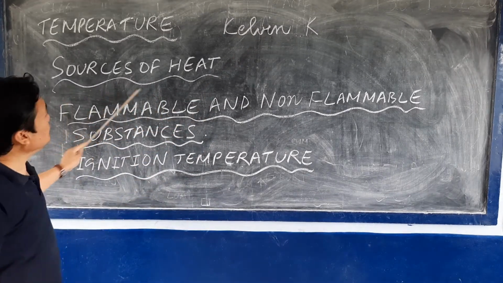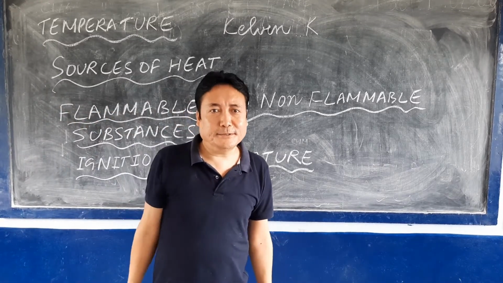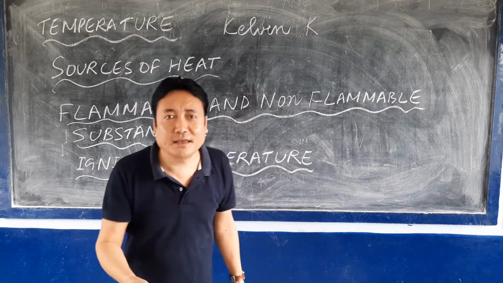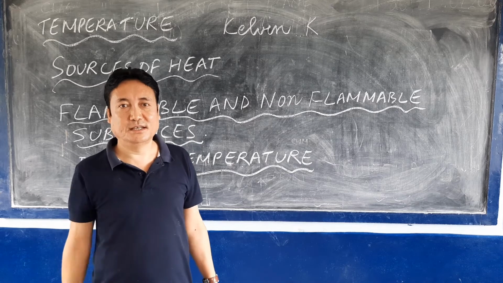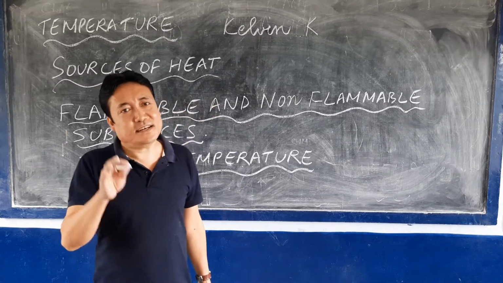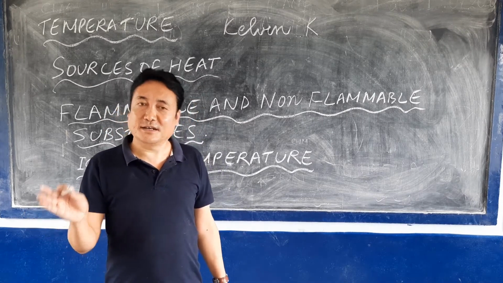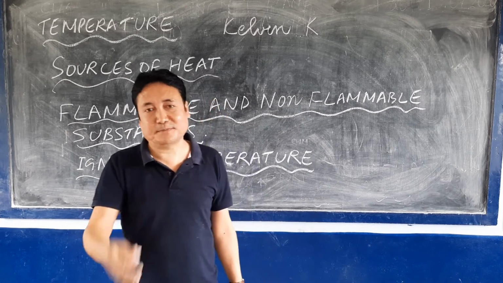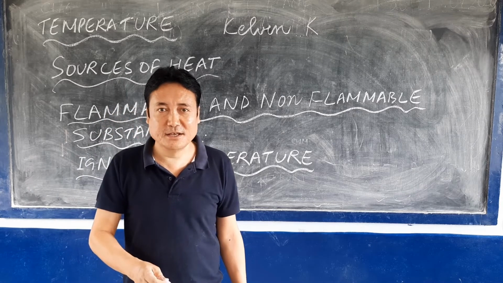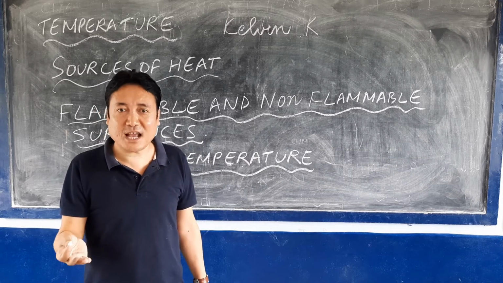Now let us come to the sources of heat. The various sources are: number one, the sun; second, fire; and third, electricity. These are the three sources of heat. The sun is a natural and the ultimate source of heat and light, as I already explained in the previous class. So we get heat as well as light from the sun, and it is a natural source.